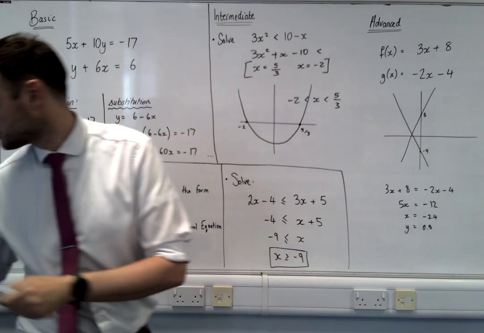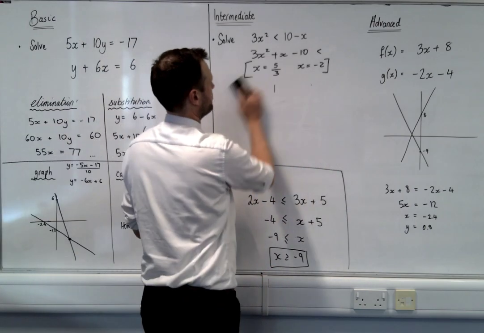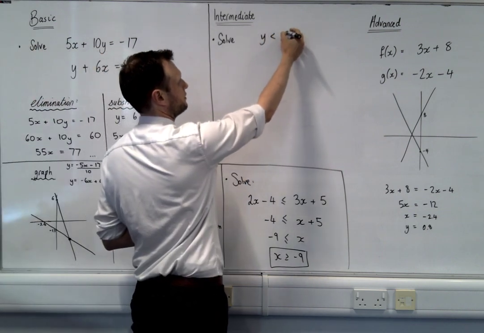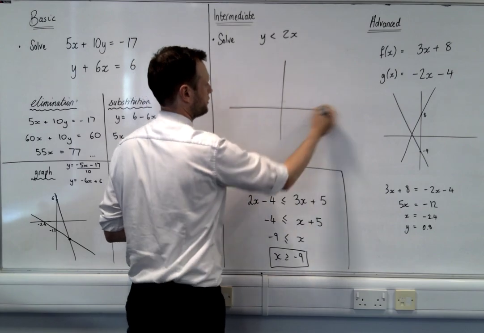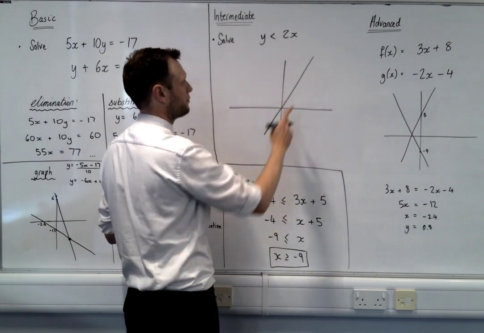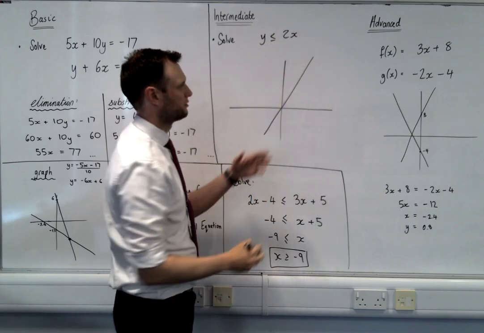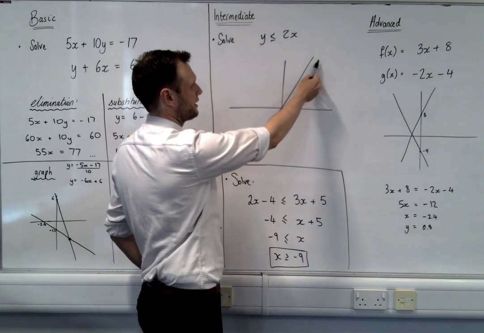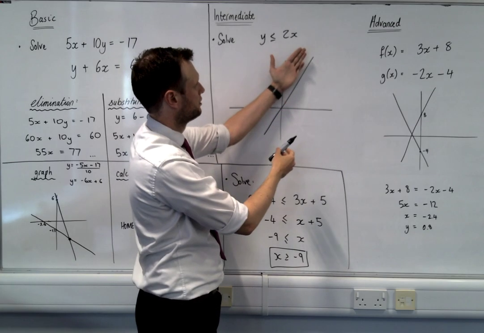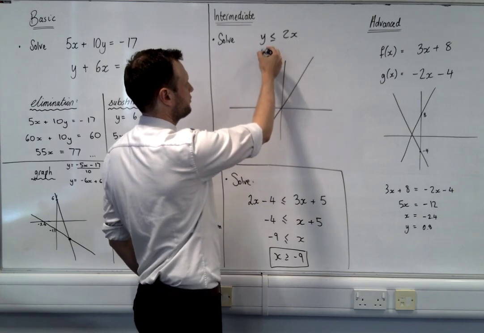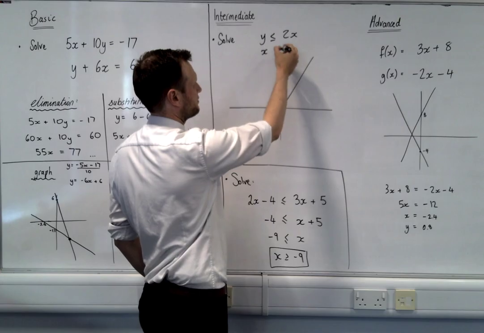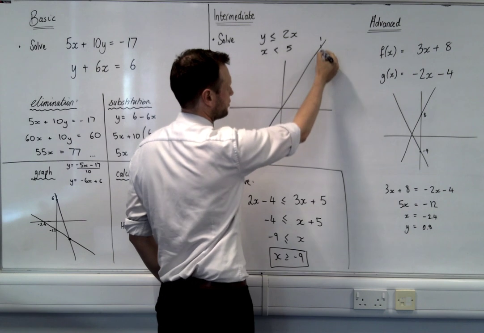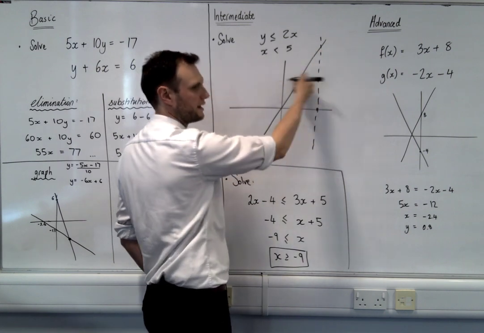So I'll just do a quick example. If we had y is less than or equal to 2x, I would draw the line y equals 2x, and with less than or equal to it is a solid line. That means you're looking at everything underneath that line. If we had multiple, say x was less than 5, that would be a line that goes through x equals 5, and we're looking at everything to the left of that.